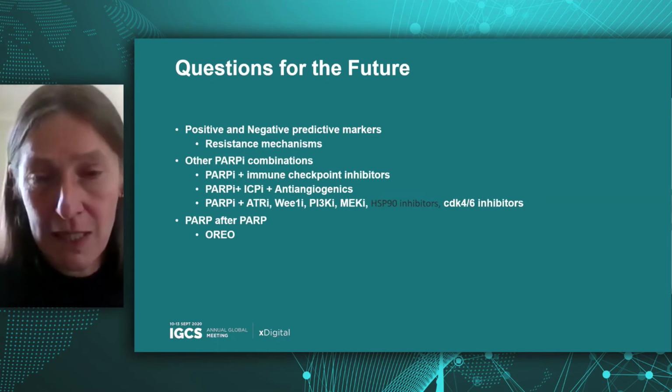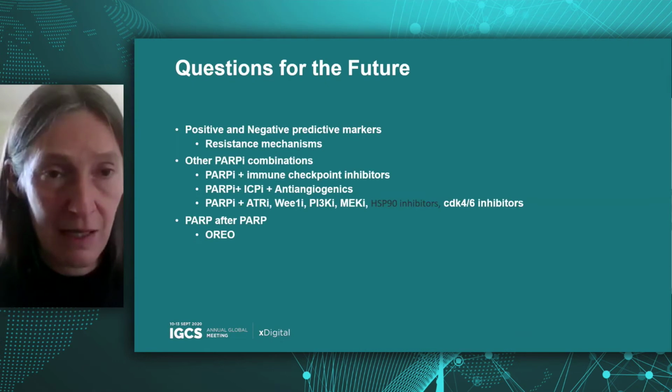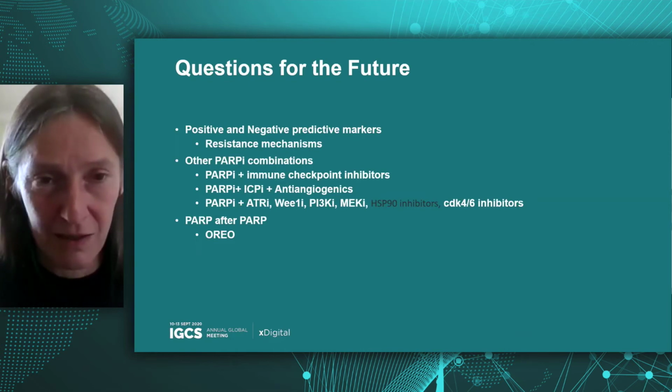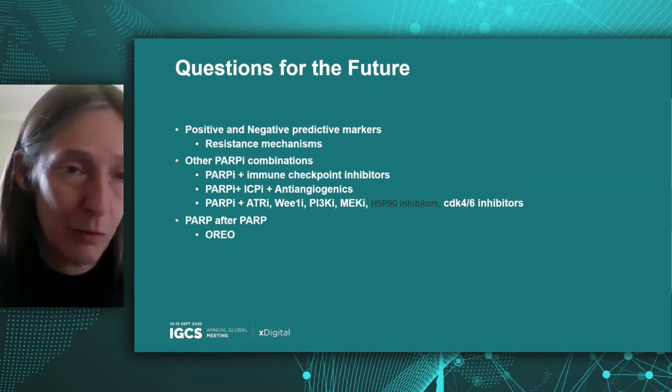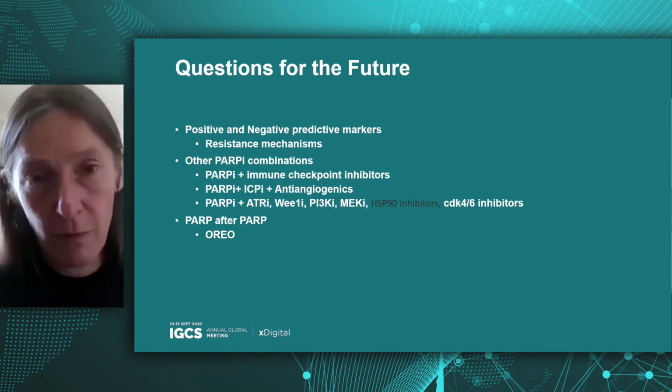In the first-line setting, we need better predictive markers, and I think that's going to require an understanding of the resistance mechanisms. We are looking at other PARP combinations, not just with anti-angiogenics, and that's a really exciting area. And there will be this increasing question of PARP after PARP as we move the PARPs into the first line.